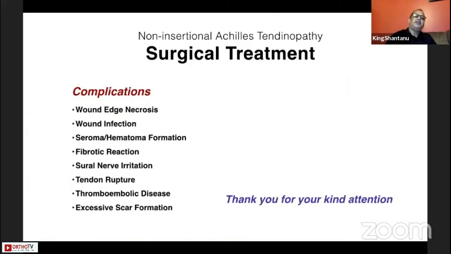Complications of the surgery, we all know, especially when treatment is by open surgery, there could be wound edge necrosis, wound infection, seroma, hematoma formation. There could be fibrotic reactions, and therefore there could be a long scar over there. If you don't take care, sometimes even by the minimally invasive method, there could be sural nerve irritation and damage to the nerve. Tendon rupture could be there. The other complication, of course, could be thromboembolic disease and excessive scar formation. So this is what I can tell in this 10 minutes.